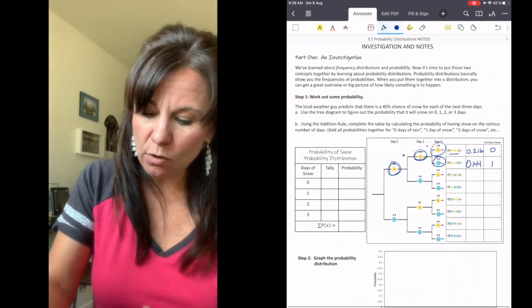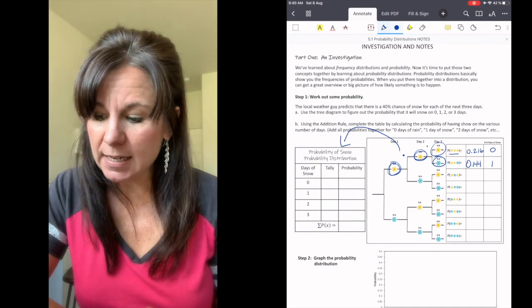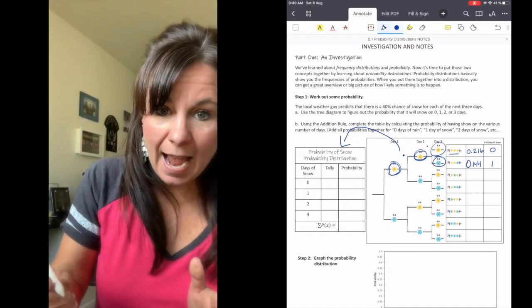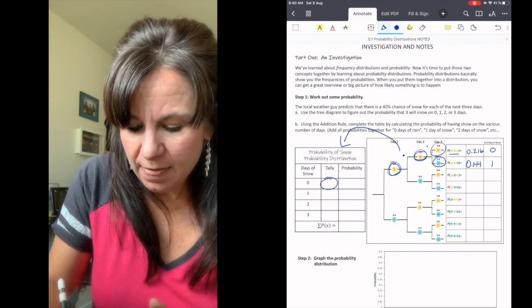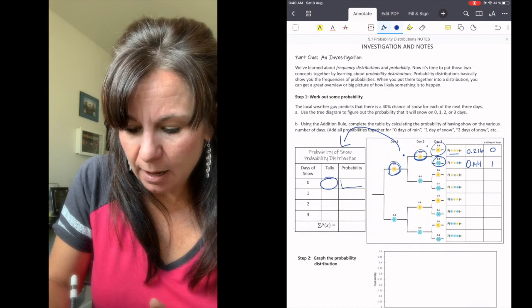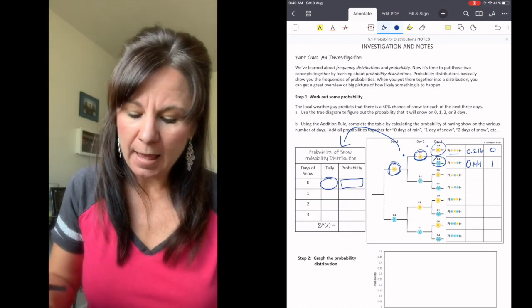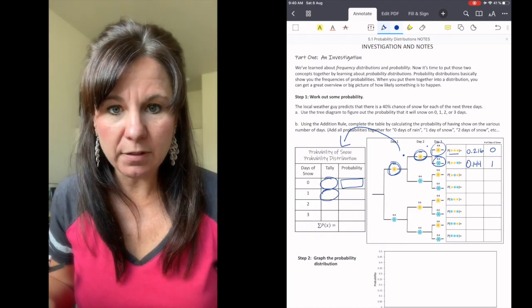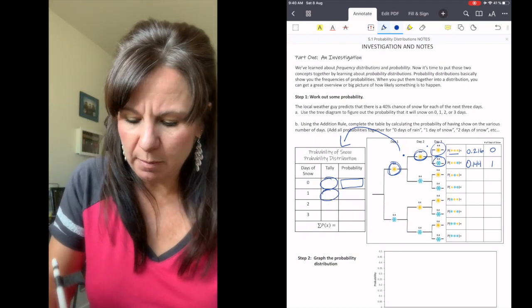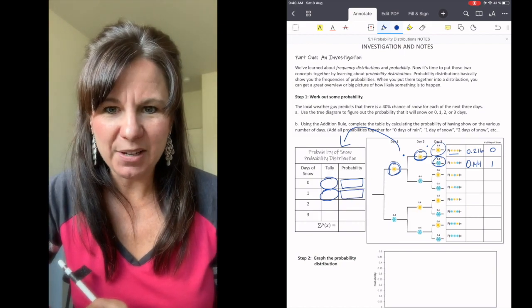The next step is going to be to summarize the tree diagram into the table. So count the number of possibilities of 0 days of snow. Then add those probabilities up to get you the total probability for 0 days of snow. Count how many possibilities there are for 1 day of snow. Then add those probabilities up to get you the total probability of 1 day of snow.